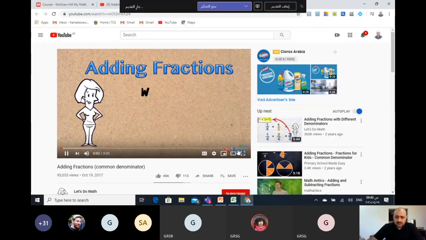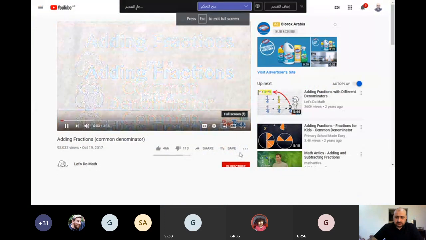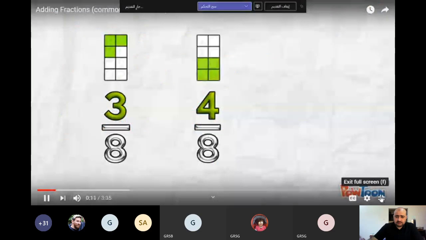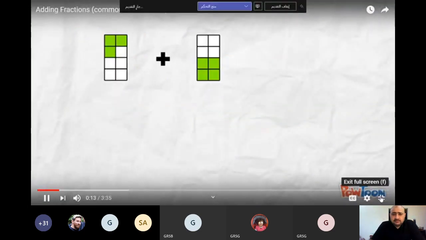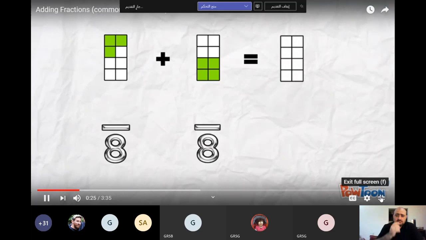Fractions with a common denominator. We have two fractions, and here's a model to represent them. We have to add them together. Both of the wholes are divided up into 8 parts, so we've got denominators of 8 on both of these fractions. In total, we have some number of parts out of 8. We add the shaded parts.